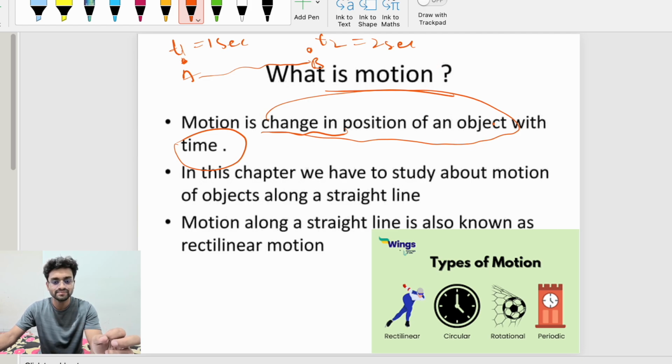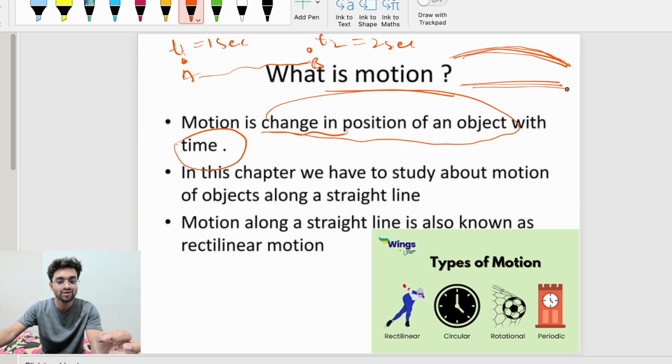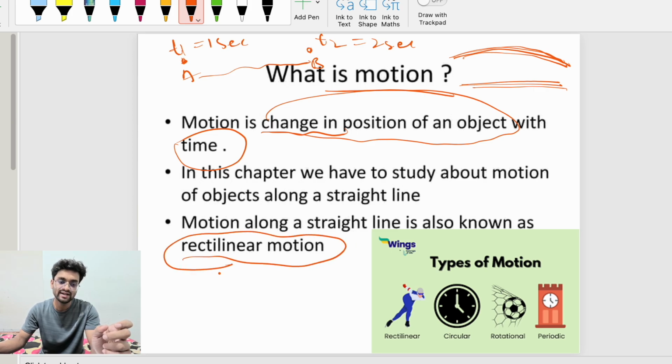In simple terms, in this chapter we are going to study motion in a straight line. Means there will be no curvature in the road or anything. There will be a straight road. So the motion will be in one dimension, in other words. This motion is also called rectilinear motion.